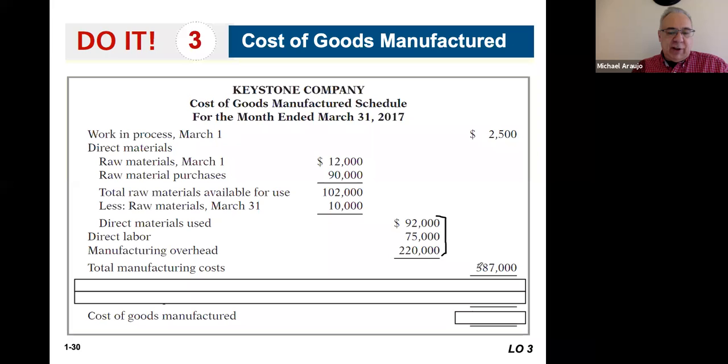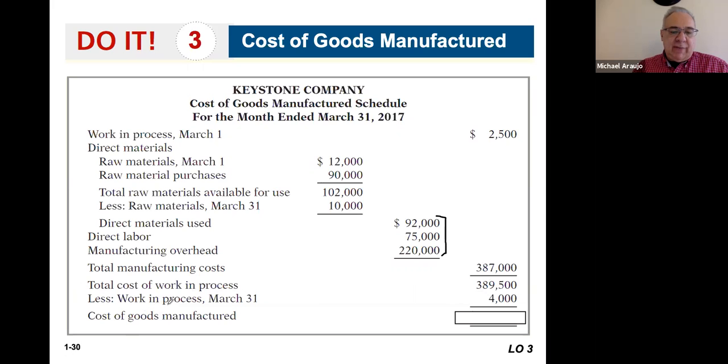Total manufacturing cost, 387,000. So in this sense, we had started with 2,500 in work in process. We manufactured 387,000 more, so 389.5. We looked around. We only have 4,000 left in work in process. The rest is going to be cost of goods manufactured, 385.5. So this is something that you're going to have to, again, look at for your homework as well. Questions on Objective 3?